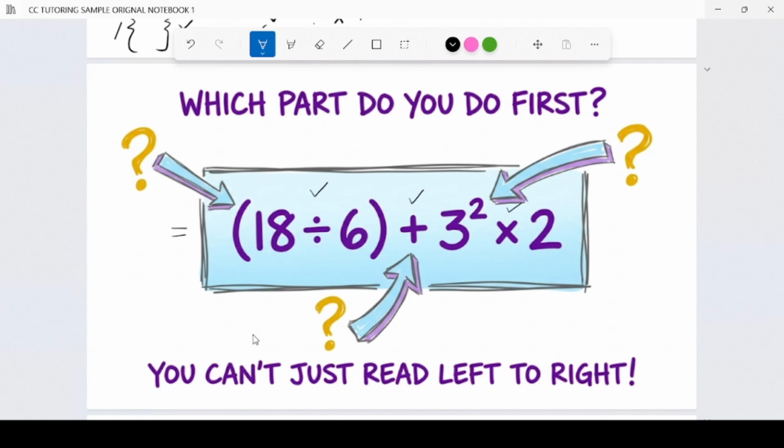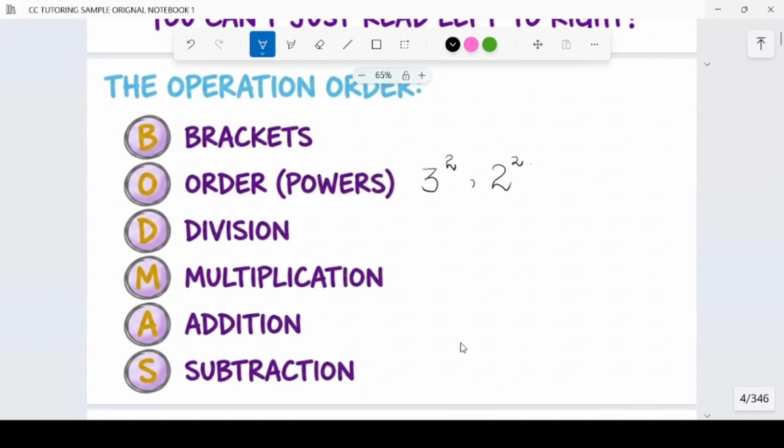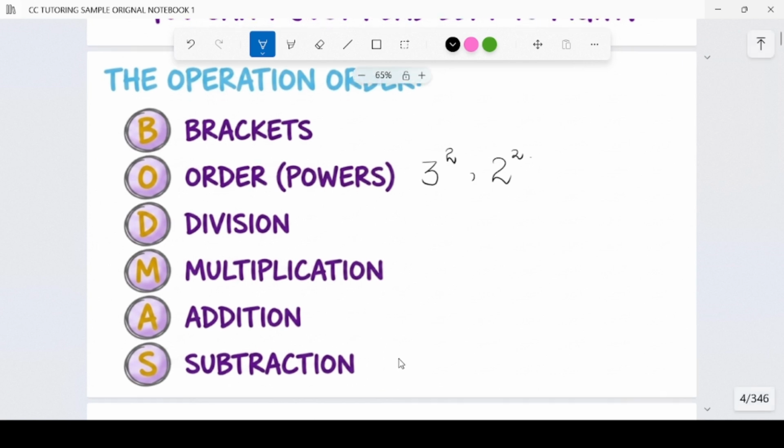In this situation, you can't just go from left to right, because there are lots of operations. There is a divide operation, plus operation, there are brackets, there are orders, and there is a multiplication as well. So moving forward, I'll break all these: B for bracket, O for order, D for division, M for multiplication, A for addition, and S for subtraction.